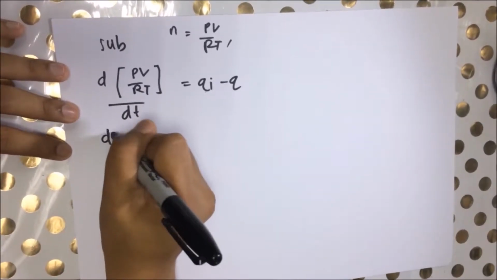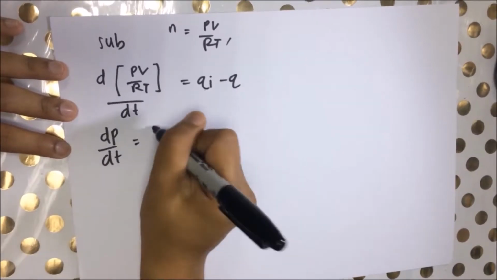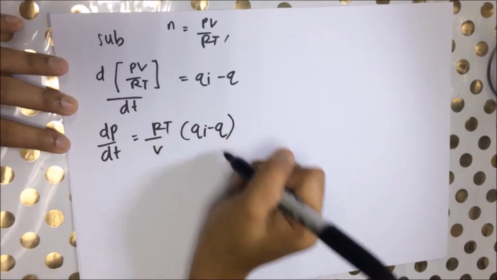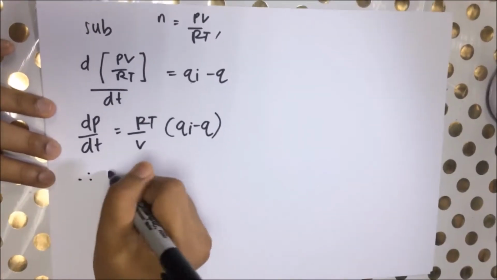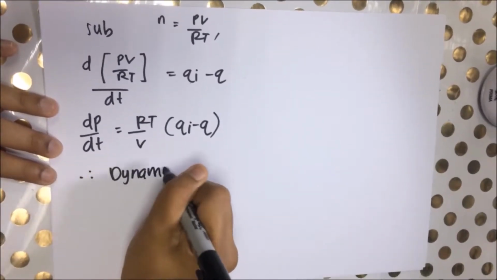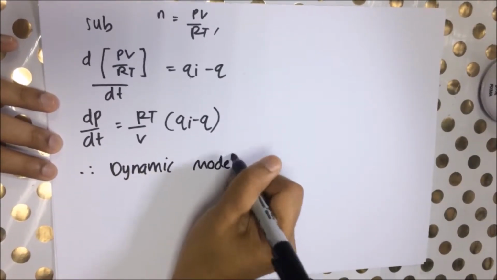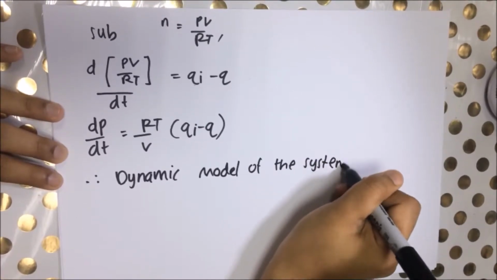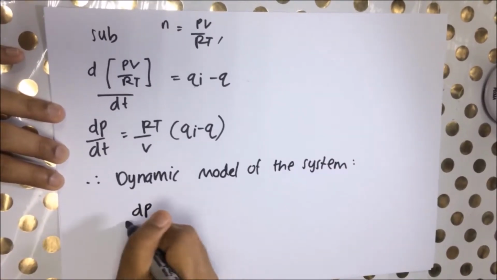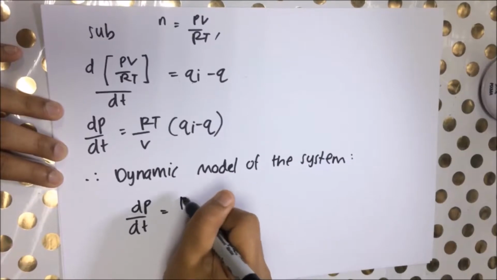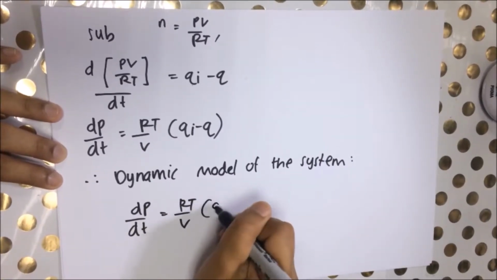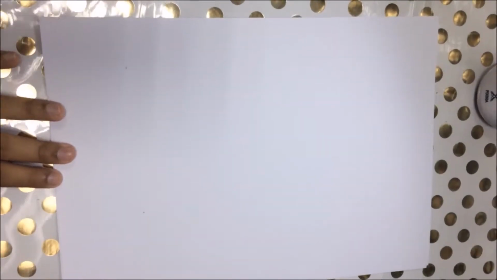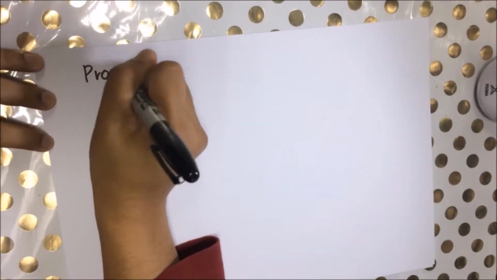And we want it in terms of dP/dt, since P is the variable that we can control. So just flip over the V over RT, which will get RT over V times Qi minus Q. And therefore our dynamic model of the system is dP/dt equals RT over V times (Qi minus Q).